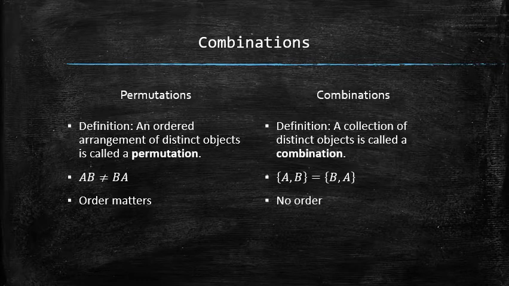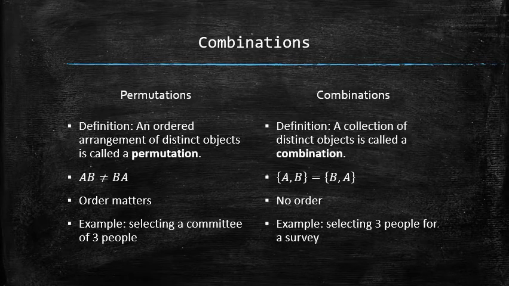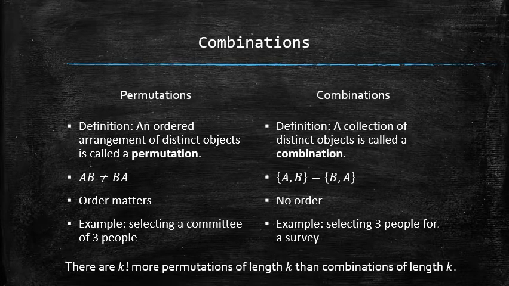For example, in selecting a committee of 3 people out of 5, each committee is a permutation. But when selecting 3 people out of 5 for a survey, each group of 3 people is a combination. Since every combination of length k can be further arranged in order, the number of permutations of length k is k factorial times larger than the number of combinations of length k.